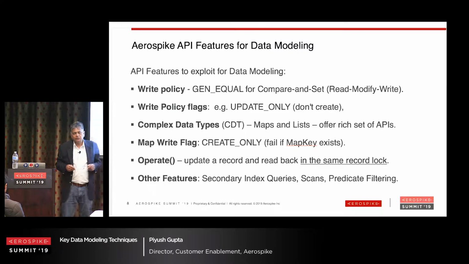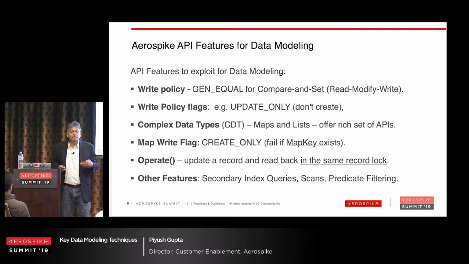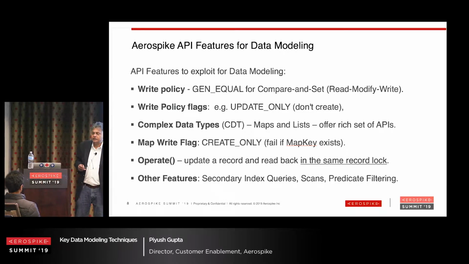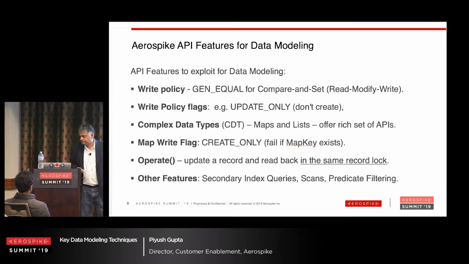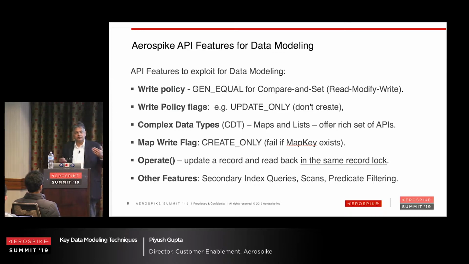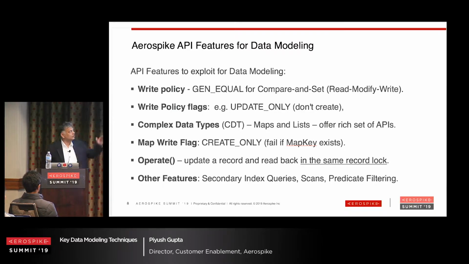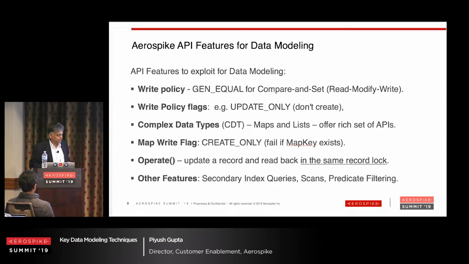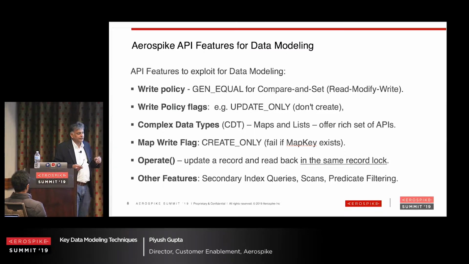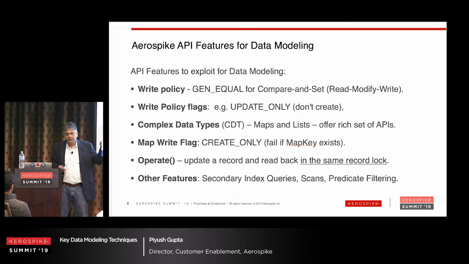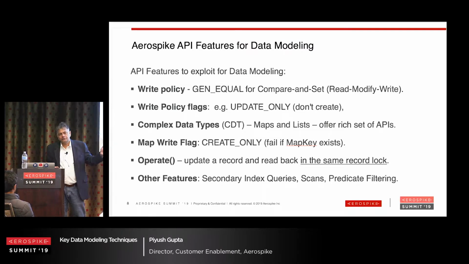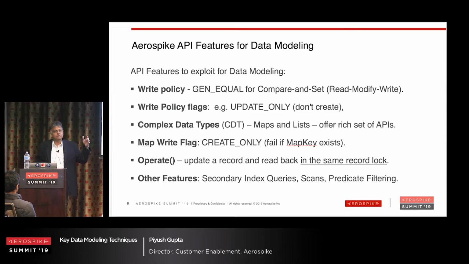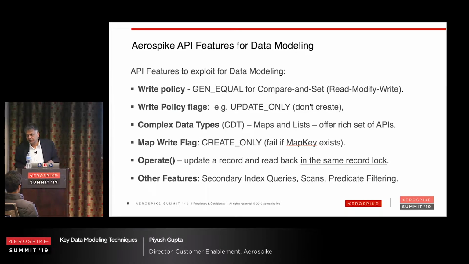So using the gen equal policy not only reads the data, it'll read the generation of that record. And when you write, you say, hey, update the record if the generation is still the same. And if it is not, come back to me, I will repeat my operation. So that's a good technique to employ where you're worried about read, modify, write. The other option is to use record UDFs, but they have a performance penalty and they're slower. So I would recommend gen equal over record UDFs.